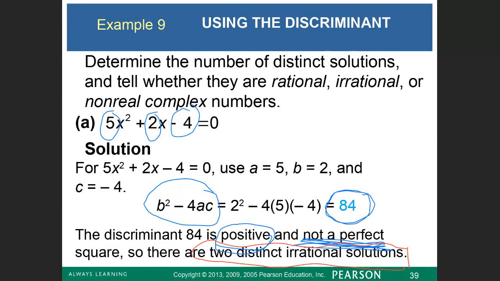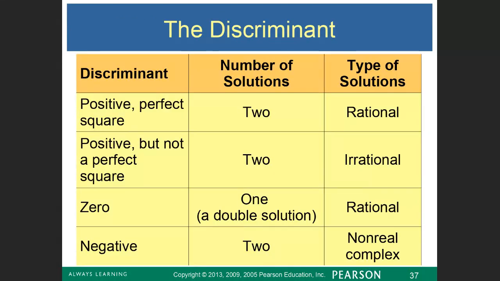If you go back and check, it's positive, not perfect, so it's over here, the second row. So your answer would be two solutions, irrational, that's the type. Or you can say two irrational solutions. So that's it for quadratic equations. Just remember that quadratic formula.